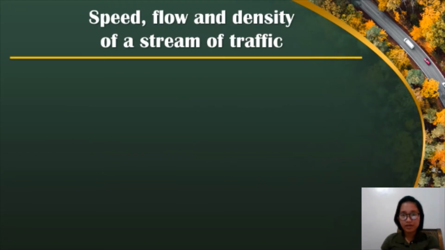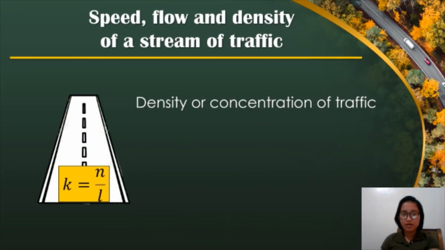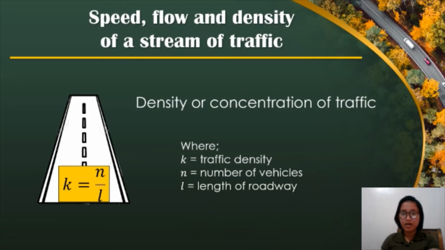The number of vehicles on a given section of highway can also be computed in terms of the density or concentration of traffic. K is equal to N over L, where K is the traffic density, N is a measure of the number of vehicles, and L is the occupying length of roadway.